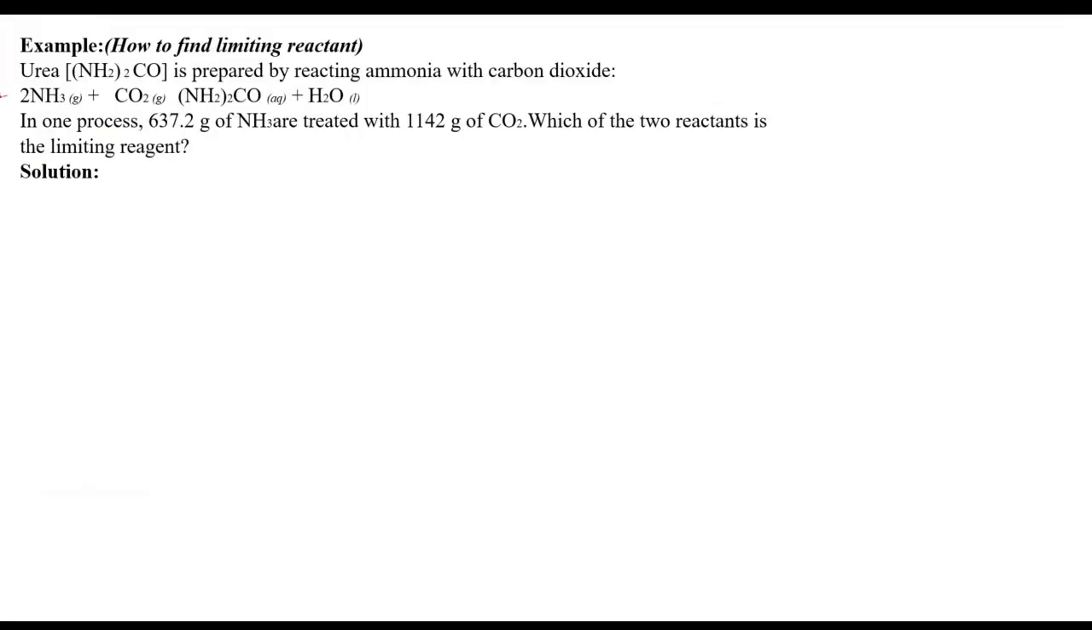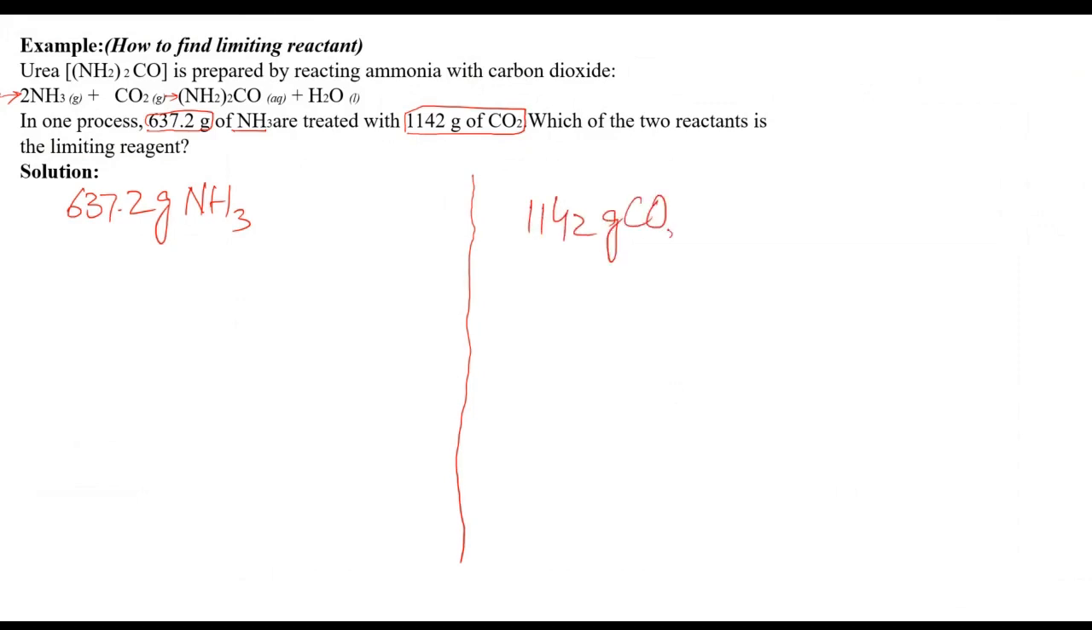We have given ammonia reacts with carbon dioxide, it gives us urea and water. In one process, 637.2 grams of ammonia reacts with 1142 grams of carbon dioxide. You have to find a limiting reactant. How to find? You will change this question into 2 parts. How? First, 637.2 gram of NH3 and in other, 1142 grams of carbon dioxide.